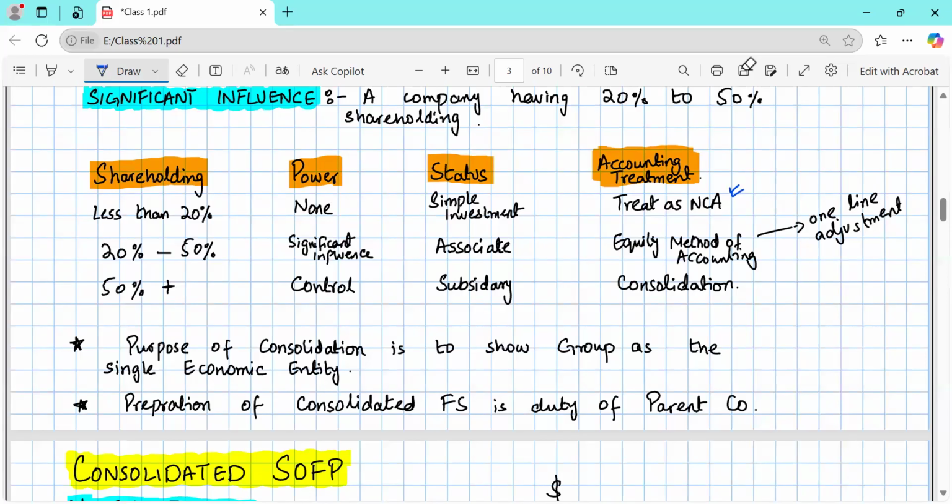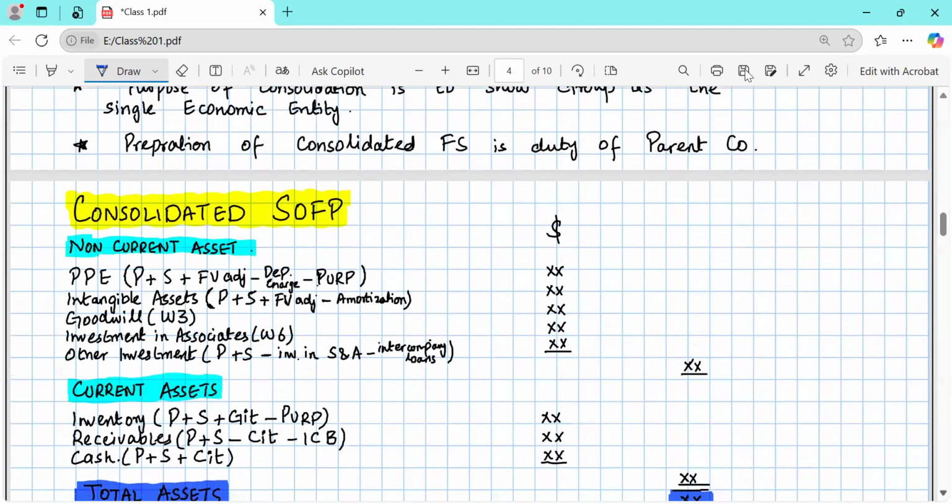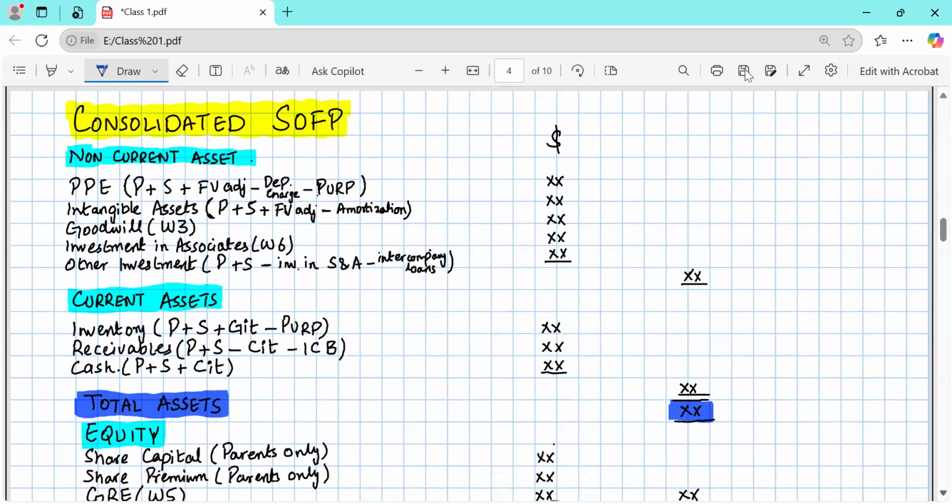Preparation of the consolidated financial statement is the duty of a parent company. So it is the job of the parent company to prepare the consolidated financial statements. Okay. Now let's take an overview of the consolidated statement of financial position first. Obviously in the statement of financial position, what comes first? Non-current assets, right? Now what are you doing? You are basically combining the two statements, right? You are combining company A and company B's financial statements, right?